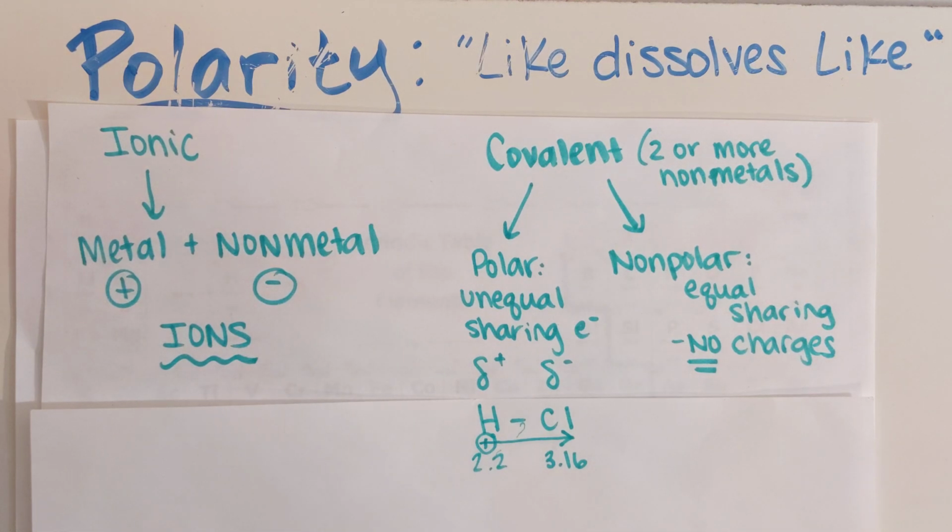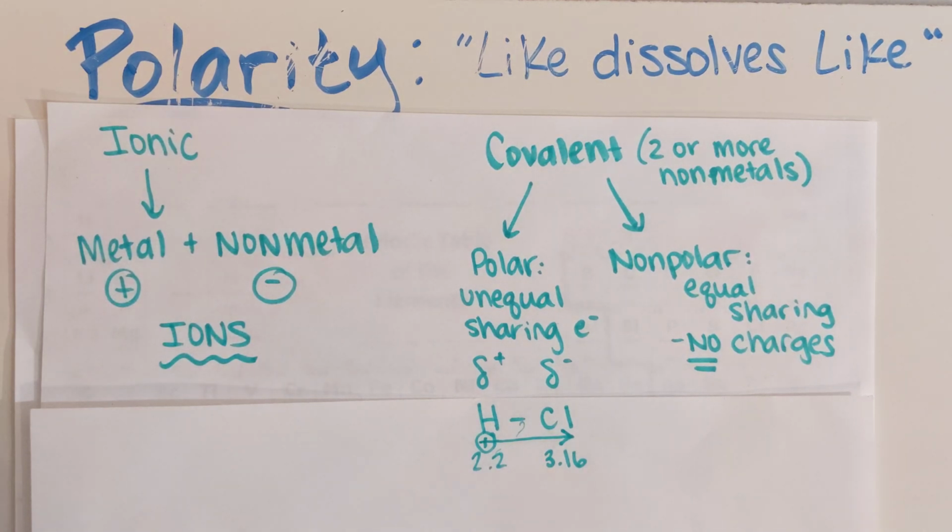Hello! Today we are talking about polarity. So before we begin, it's important that you remember that we have two different types of compounds. We have ionic compounds, which is a metal combined with a nonmetal.